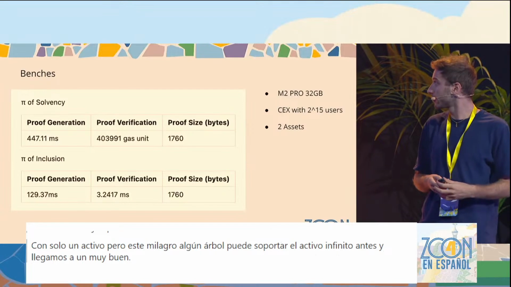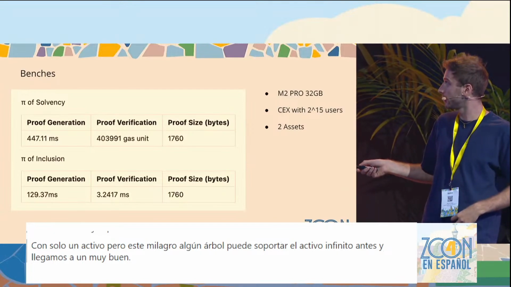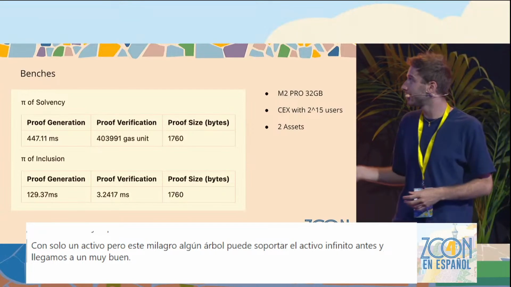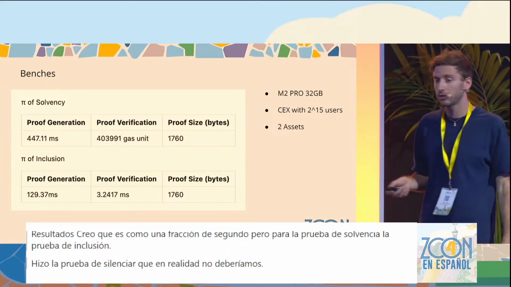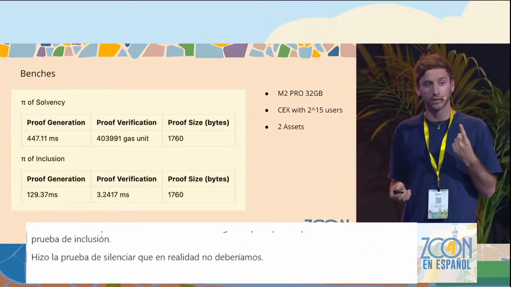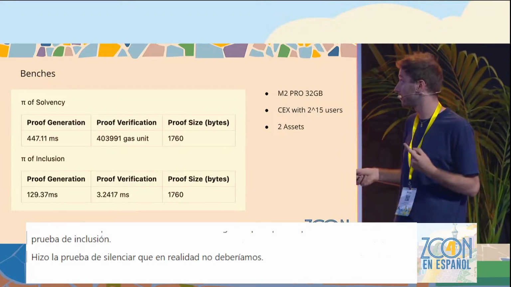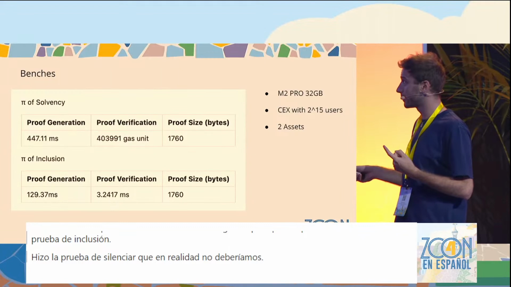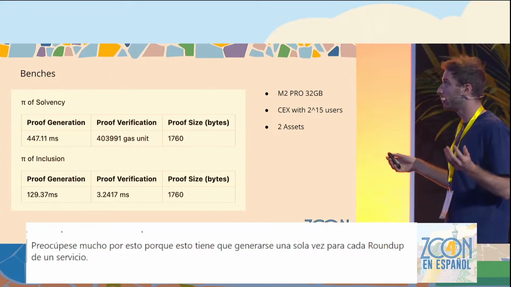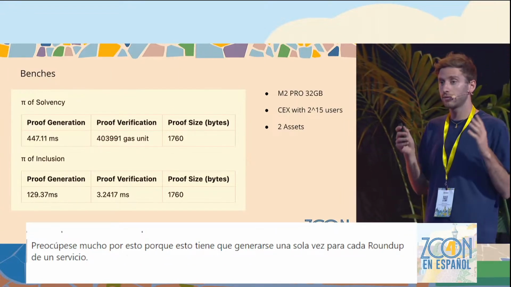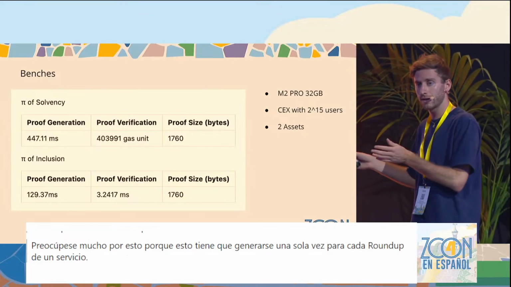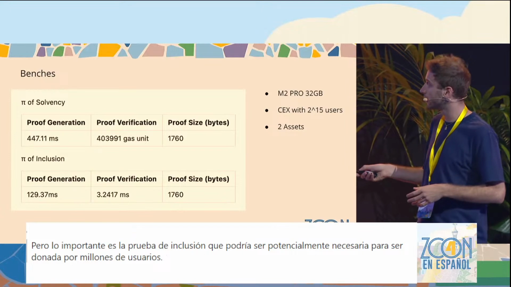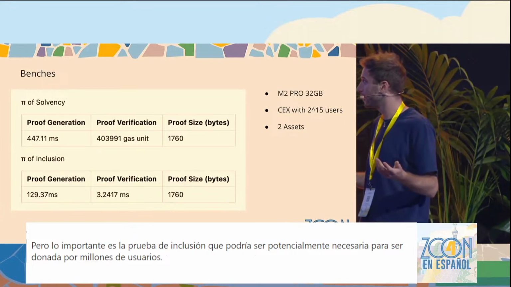It's a fraction of a second, both for the proof of solvency and the proof of inclusion. I would say the proof of solvency we shouldn't really worry much about, because this has to be generated only once for each round of proof of solvency. But the important thing is the proof of inclusion that might potentially need to be generated for millions of users. This is okay, infinitely parallelizable, but still we want it to be very fast. And yeah, now it's very fast.